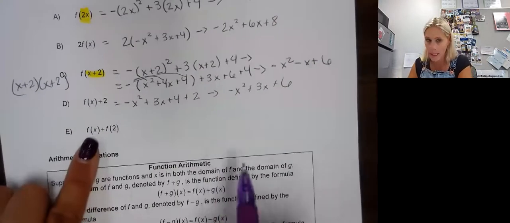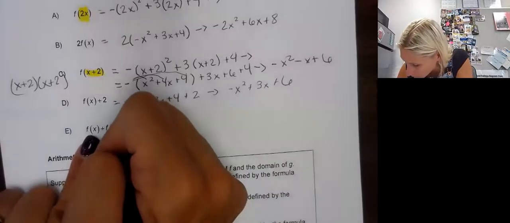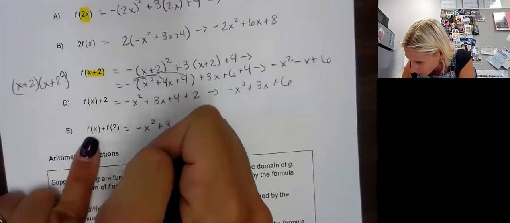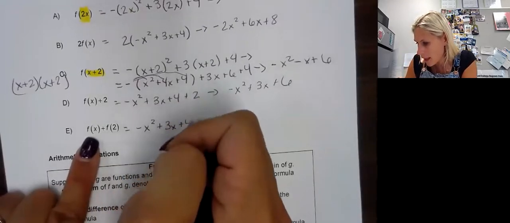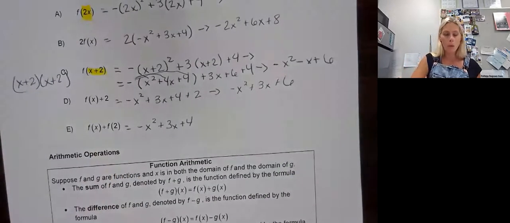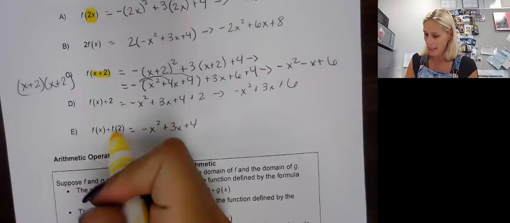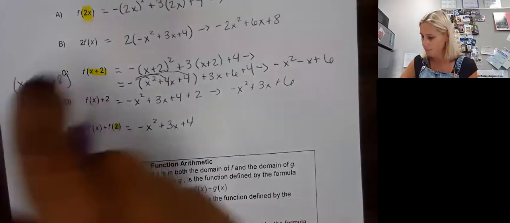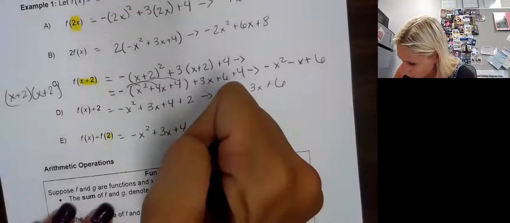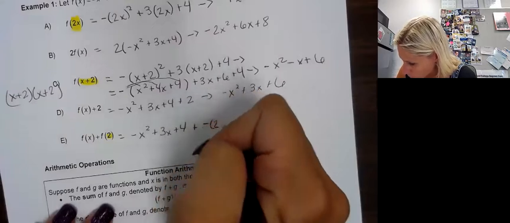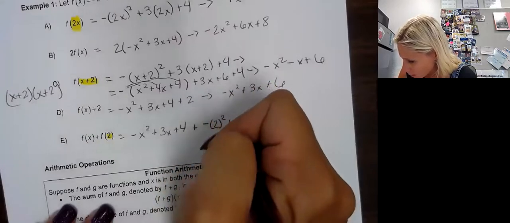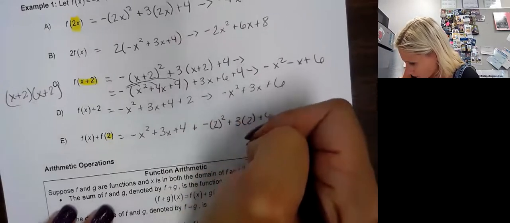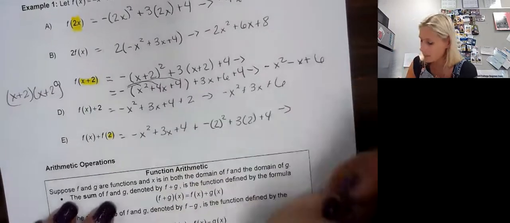All right, so here we have an f of x. So I'm going to write just f of x out. Negative x squared plus 3x plus 4. And then we have f of 2. Remember that we are replacing the x's with 2. So plus negative 2 squared plus 3 times 2 plus 4.